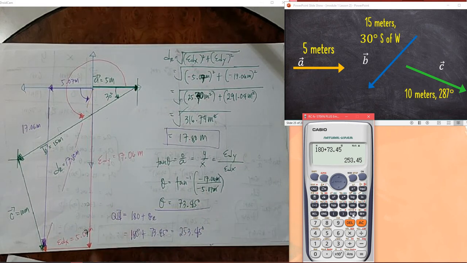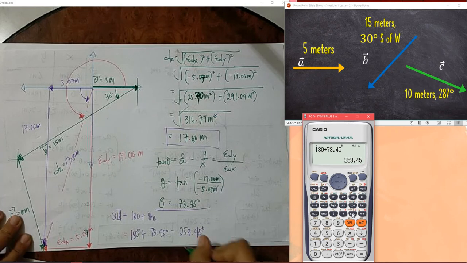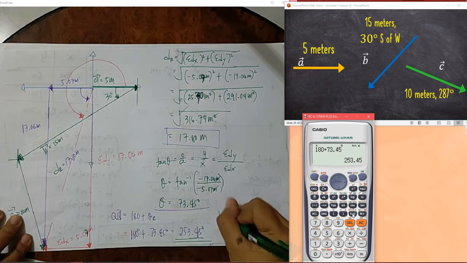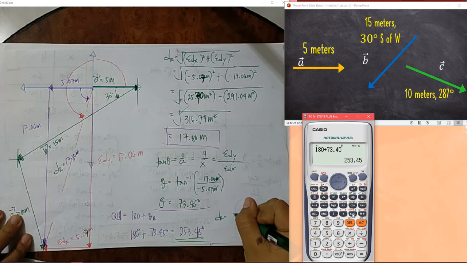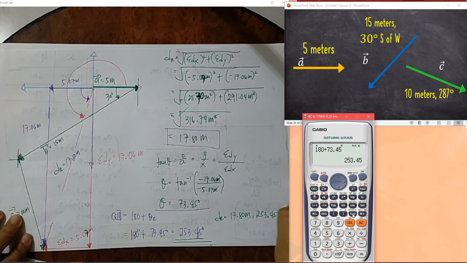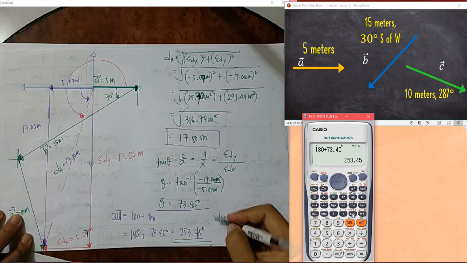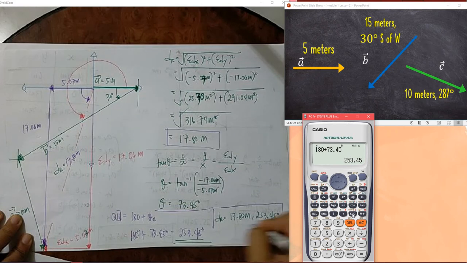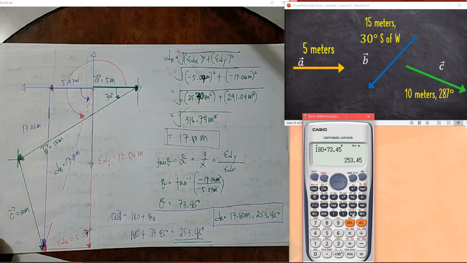253.45 degrees. Now, paano ba natin isusulat yung final answer natin? Dahil we already have here our final angle. So, for our final answer, we have d sub r is equal to 17.80 meters, comma, 253.45 degrees. And this is now our final answer for our three vectors here.